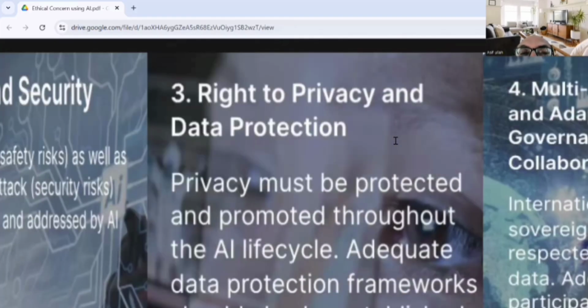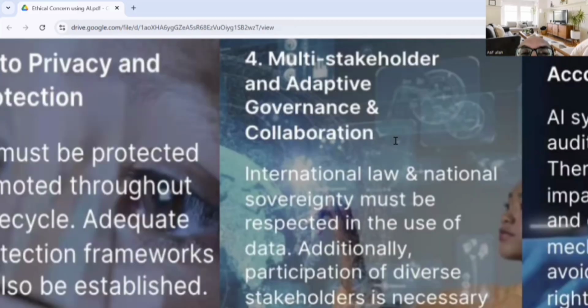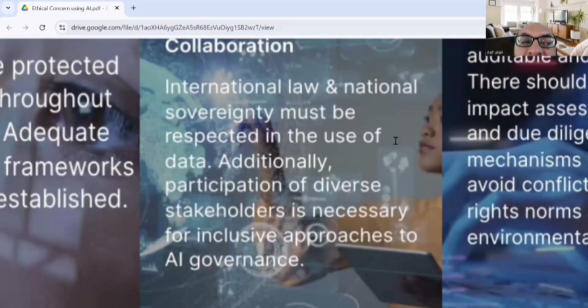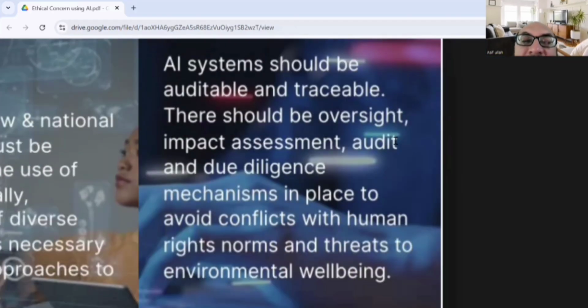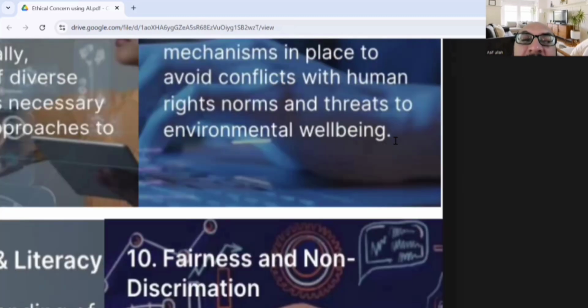by AI actors. A right to privacy and data protection: privacy must be protected and promoted throughout the AI life cycle, and adequate data protection frameworks should be established. Multi-stakeholder and adaptive governance and collaboration: international law and national sovereignty must be respected in the use of data. Additionally, participation of diverse stakeholders is necessary for an inclusive approach in AI governance. Responsibility and accountability: all AI systems should be auditable and traceable. There should be oversight, impact assessment, audit, and due diligence mechanisms in place to avoid conflicts with human rights, norms, and threats to environmental well-being.